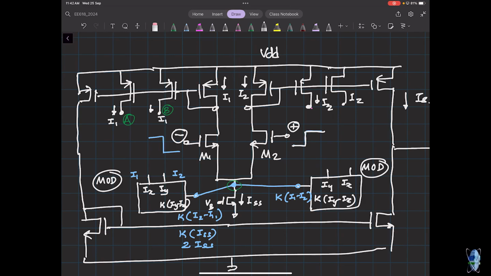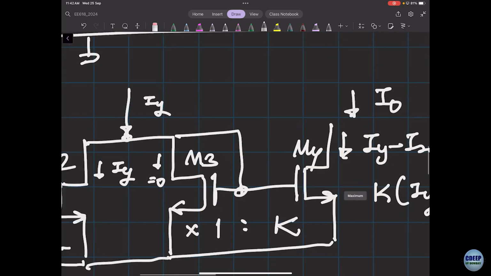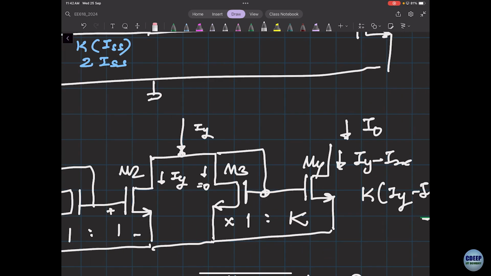Mod means the mod of I1 minus I2 is what gets multiplied k times, and that's what you're doing. Each one of them contains two current mirrors. Is it clear now? Because what is k times I2, Ix minus Iy? It looks like this also. It looks like this, right? This piece. This is what it looks like.